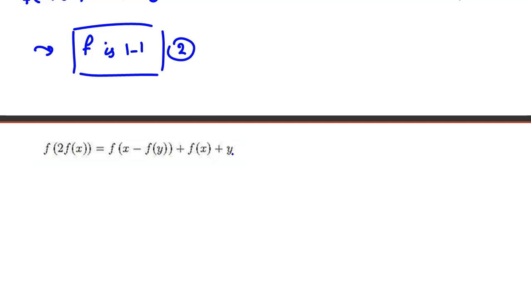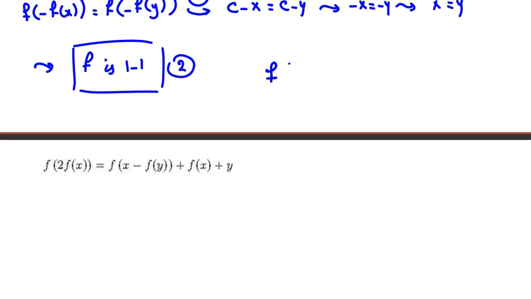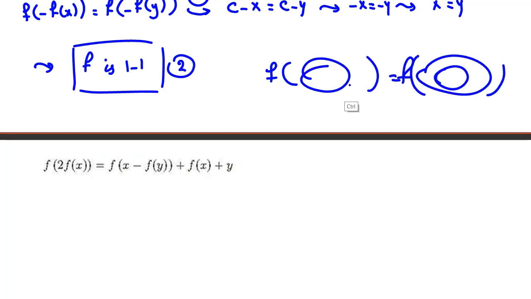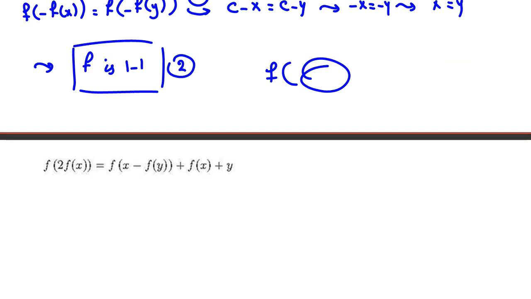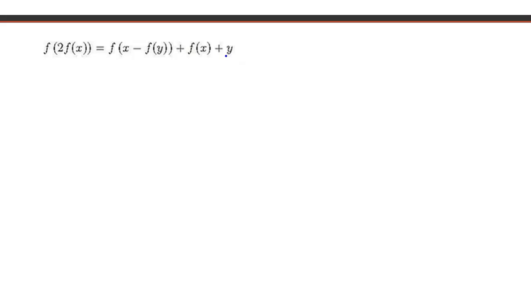Now here, because f is 1 to 1, if f of something equals f of something, then the things inside are equal because f is 1 to 1. Okay, it is the importance of 1 to 1. And here, if I say y equals negative f of x, I can cancel this, then I have f of two things, and I can use that f is 1 to 1. So I consider y equals negative f of x.